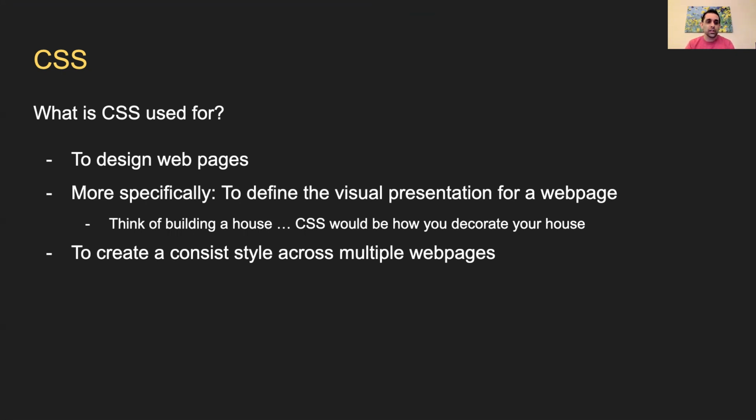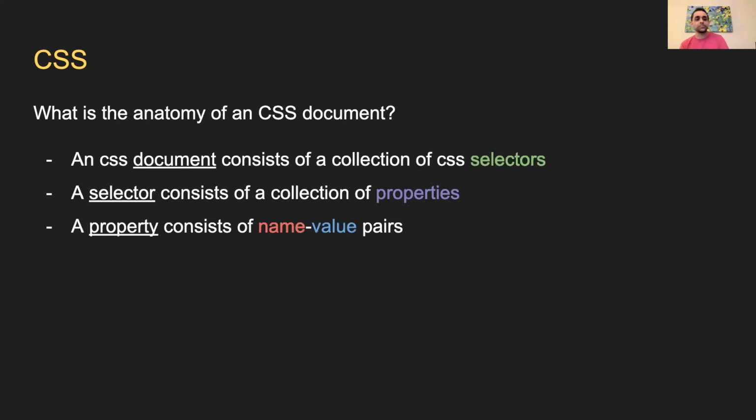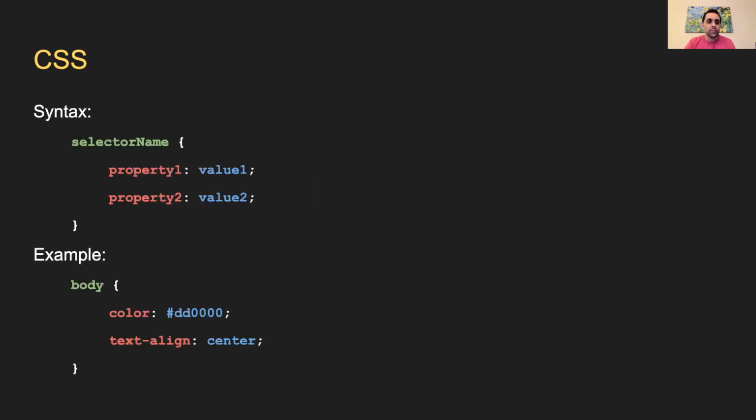But, all right, so now that we know what CSS is used for, let's actually get to know CSS a little better. So what's the anatomy of a CSS document? A CSS document consists of a collection of CSS selectors. A selector consists of a collection of properties. And finally, a property consists of name-value pairs. All right, so let's see an example of this. So here's the basic syntax.